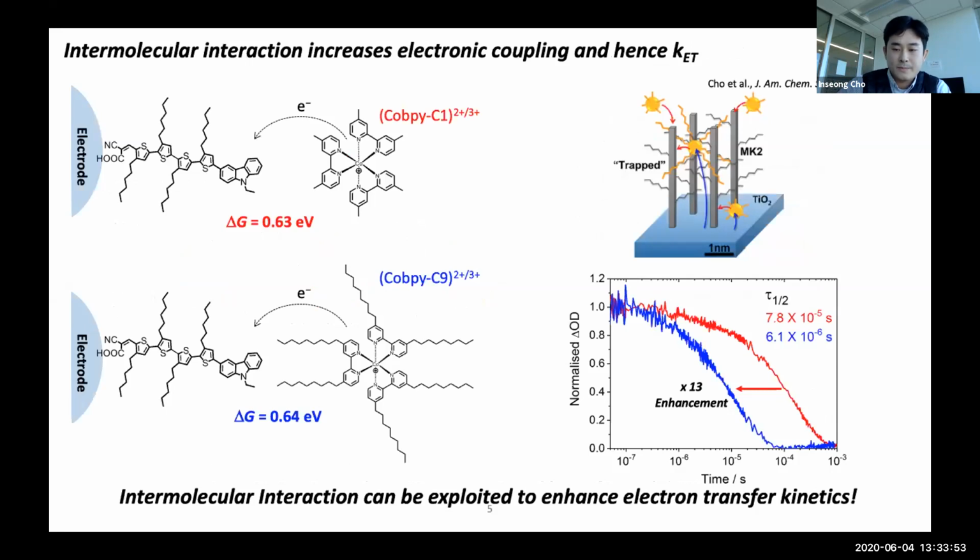Here's another example. Electron transfer can be enhanced by 13 times by exploiting alkyl-alkyl chain intermolecular interaction at the same driving force between this very long alkyl chain substituted cobalt complex and also alkyl chain substituted surface-bound molecules. That makes the cobalt complex trapped inside the acceptor molecular layer, so that it provides better coupling, hence better electron transfer rates.